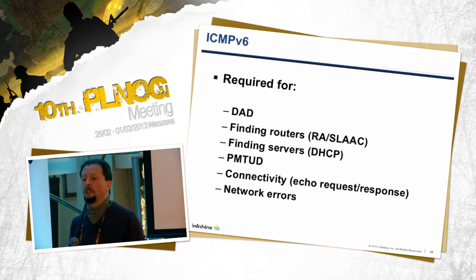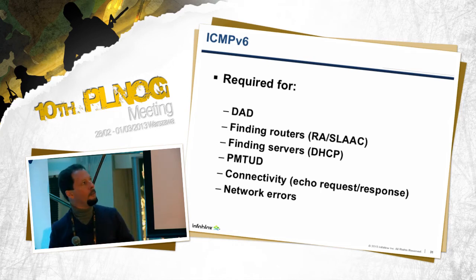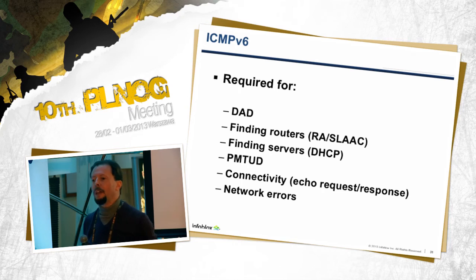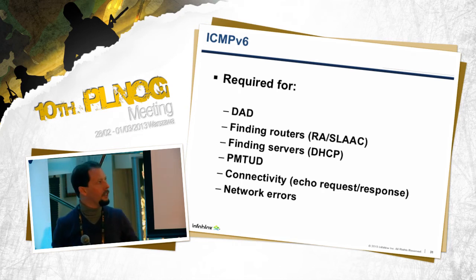And it's used for a slew of stuff. Duplicate address detection is no longer being done by the DHCP server. It is actually being done by the end host, and it works for both SLAAC and for DHCP. You find your RAs, and you do SLAAC sending ICMPv6 messages. You find all of the various servers, NTP, DHCP, all sorts of well-known services can be found via ICMPv6.